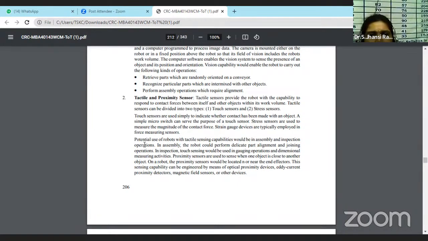Tactile sensors provide the robot with the capability to respond to contact forces between itself and other objects within its work volume. Tactile sensors can be divided into two types: touch sensors and stress sensors. Touch sensors are simply used to indicate whether contact has been made with an object or not, and a simple microswitch can serve the purpose of a touch sensor. That's it. Stress sensors are used to measure the magnitude of the contact force.